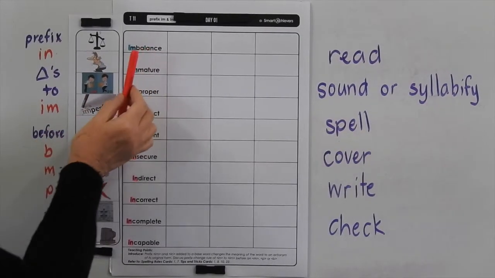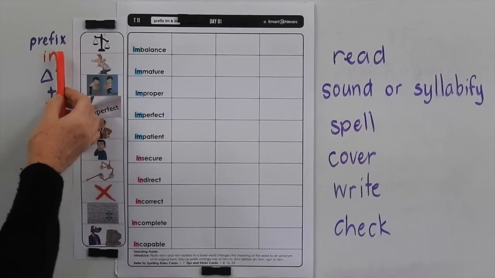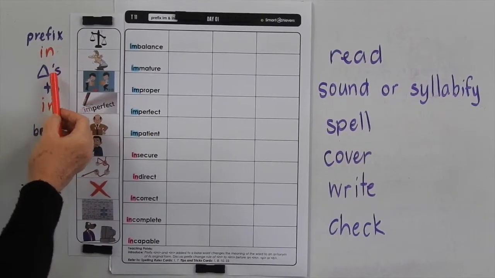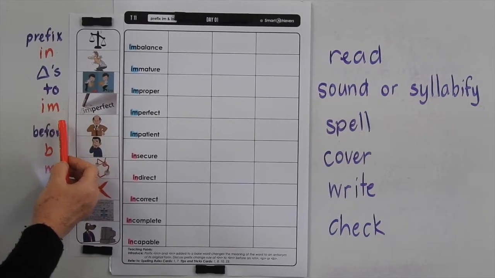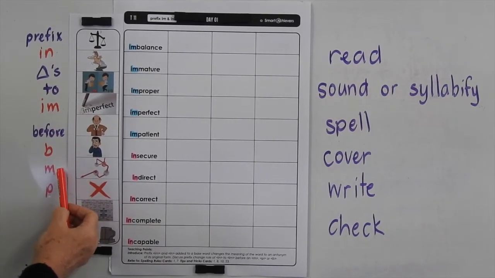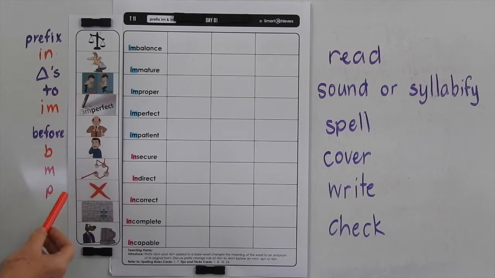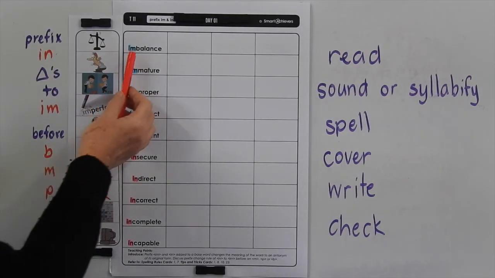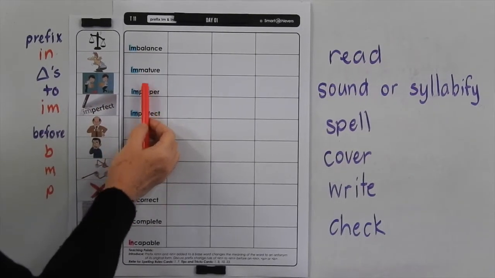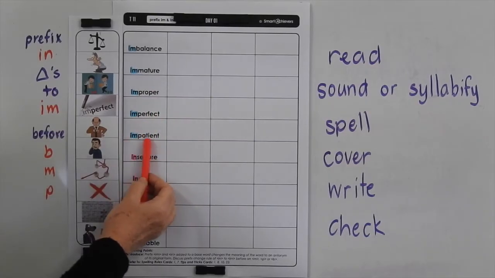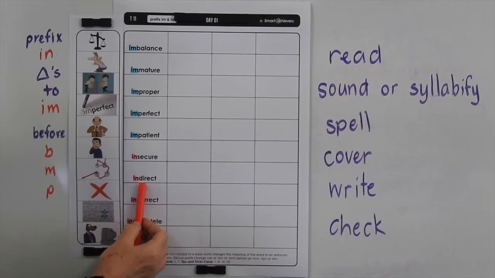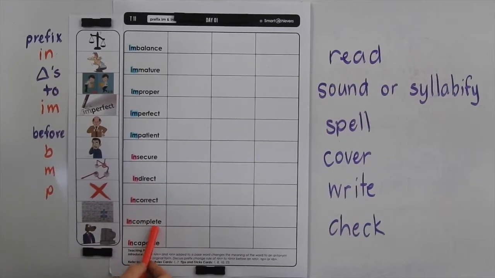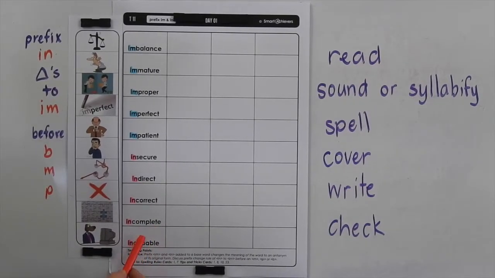List we're looking at the prefix change rule, where we know the prefix should be in, but it changes to im if it comes before a B, an M and a P. That's just because it's easier to mouth. So the words we have are imbalance, immature, improper, imperfect, impatient, insecure, indirect, incorrect, incomplete and incapable.